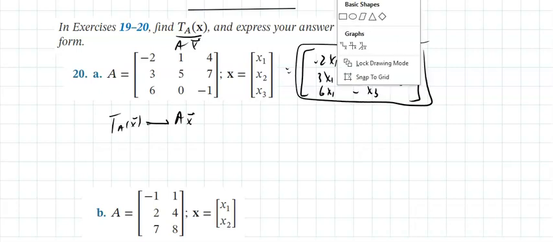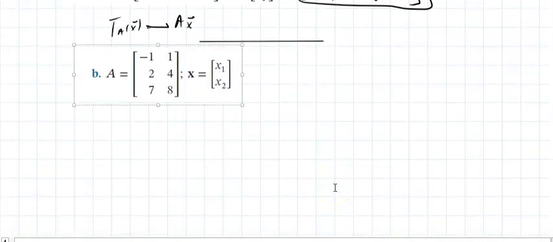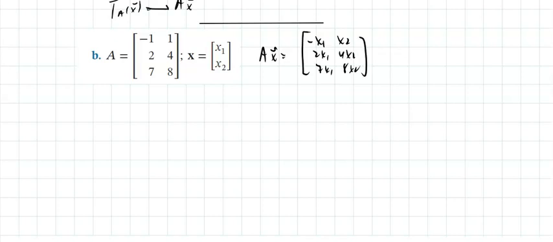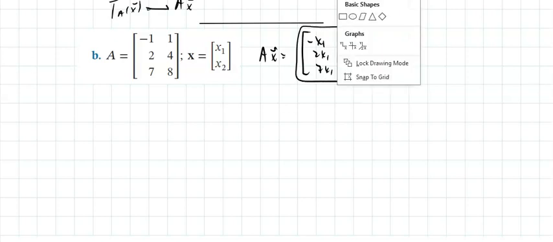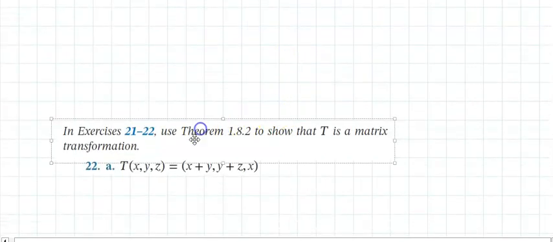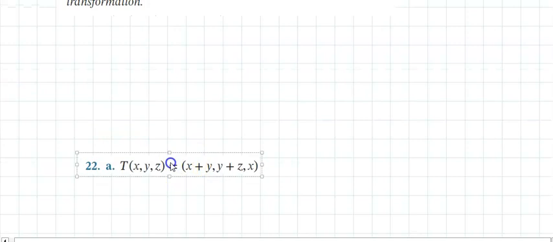Again, we're just getting used to all of this language that we're going to use back and forth. No matter how much I adjust, I still have to show it. And here, what would that be? What would be Ax? Well, wouldn't that be -x1, x2, 2x1, 4x2, and 7x1, 8x2, and there it is. So that's what the transformation looks like every time. Okay. Now we get to a bit of fun.